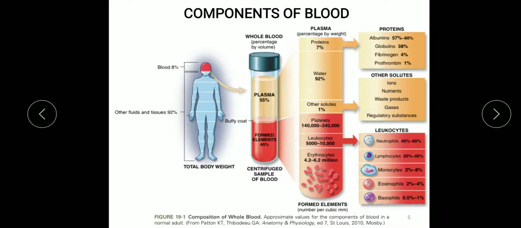Now, let us see the components of blood. Blood has two main components, blood plasma and formed elements. Blood plasma is a watery liquid extracellular matrix that contains dissolved substances, whereas formed elements are the cells and cell fragments. Blood is about 45% formed elements and 55% blood plasma.